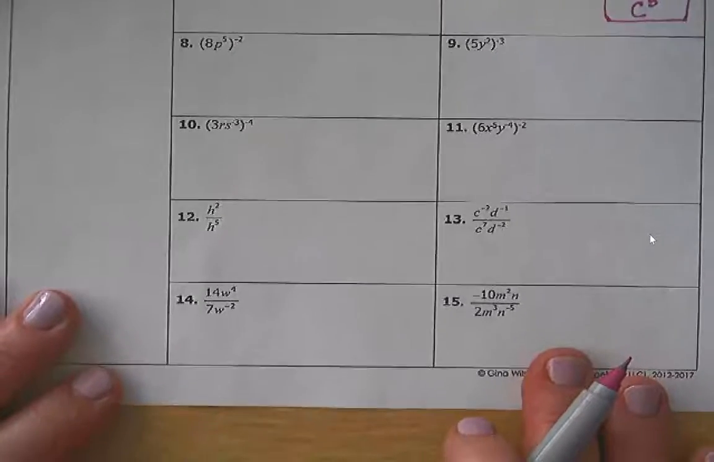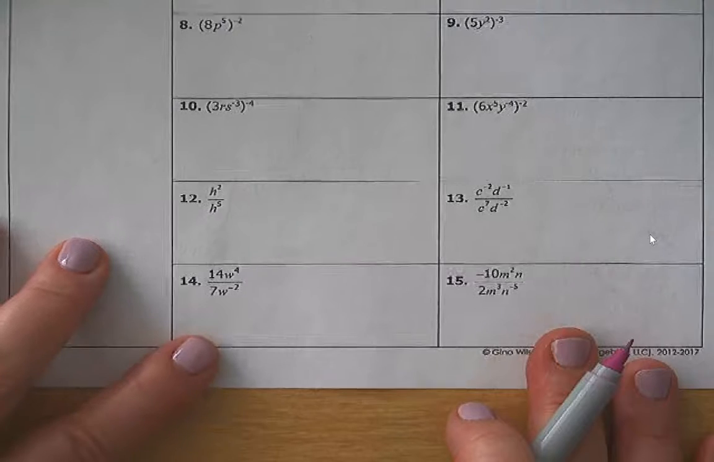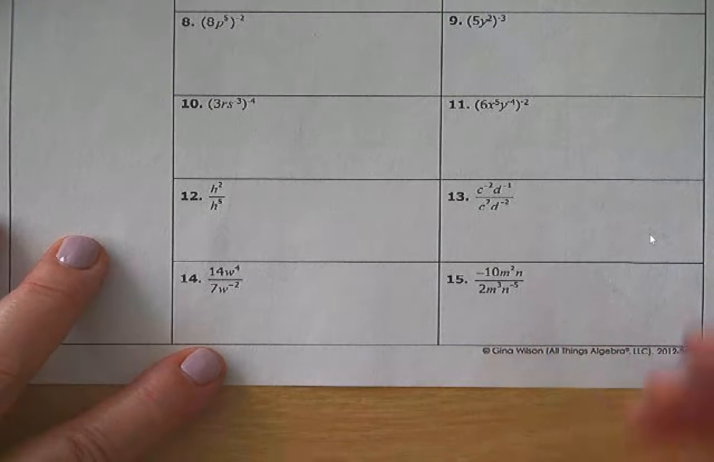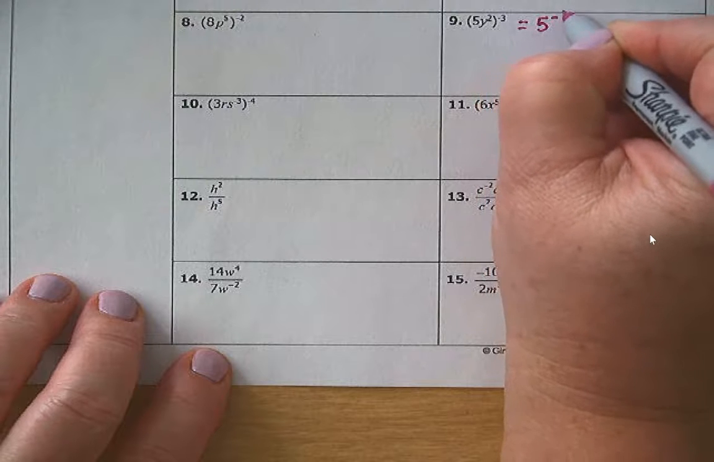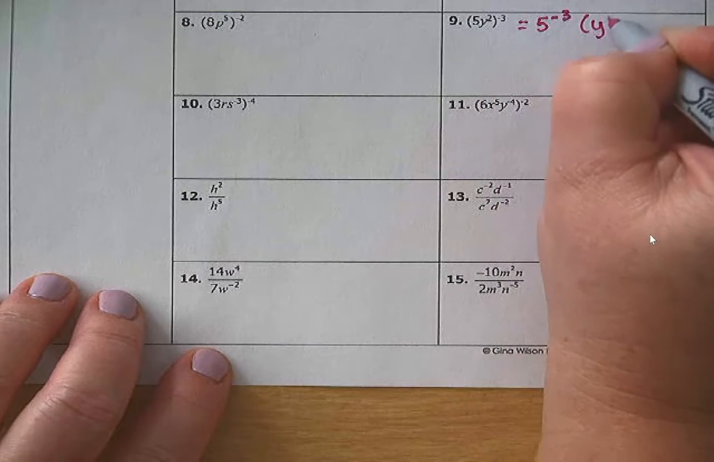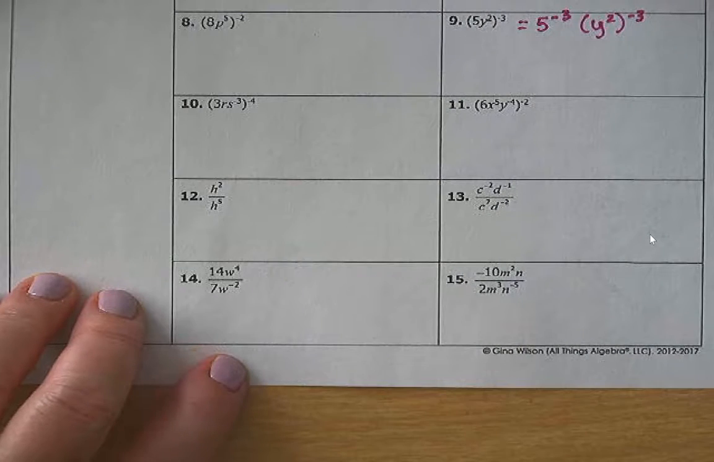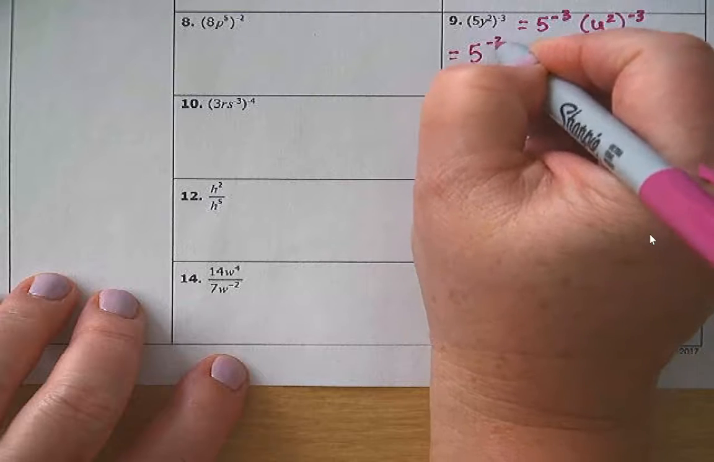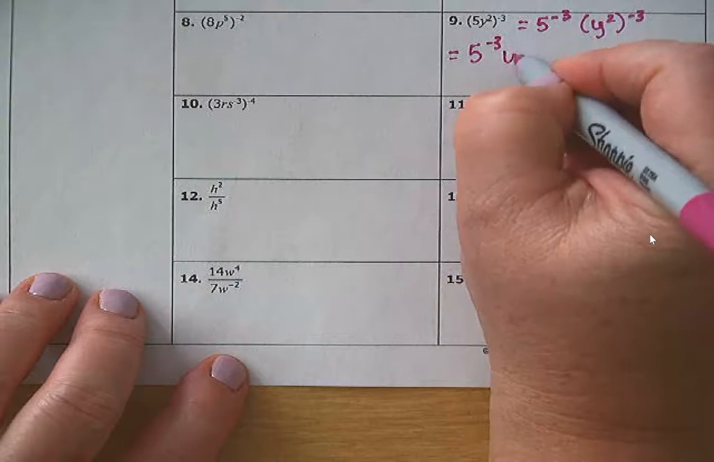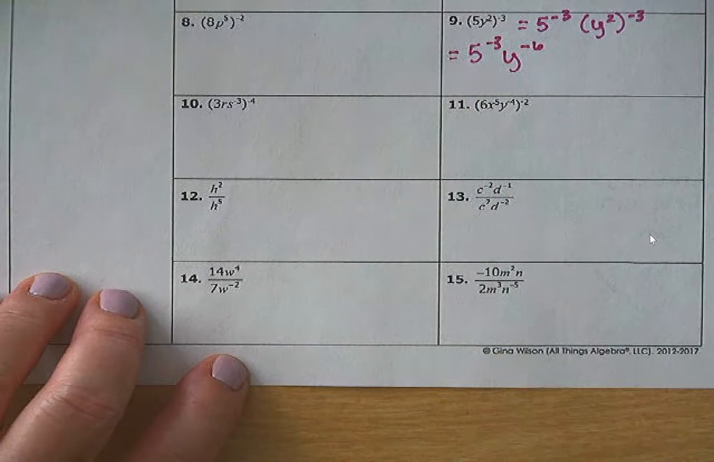Let's continue with example 9. So we have 5y to the second power, all to the power of negative 3. Remember, this means that 5 goes to the negative 3 power and y squared goes to the negative 3 power. Everything in the parentheses is affected. So I have 5 to the negative 3, and then I multiply my exponents. 2 times negative 3 is negative 6.